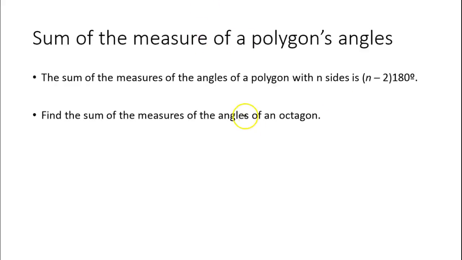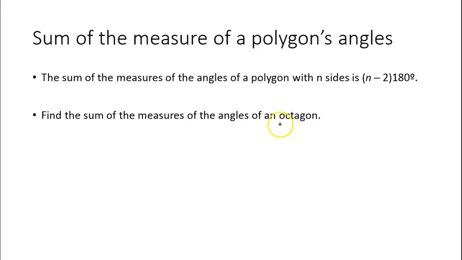Now here's the other topic that I want you to know. There's a little formula that you can use to find the sum of the measures of a polygon's interior angles. It's simply n minus 2 times 180 degrees. Think about it. A triangle has 3 sides, so 3 minus 2 is 1. 1 times 180 is 180. So you know a triangle has interior angles summing to 180.